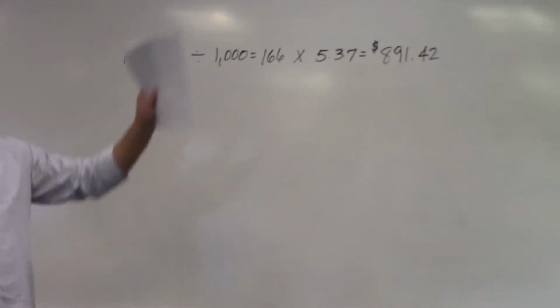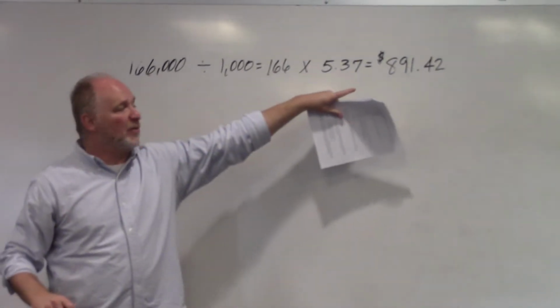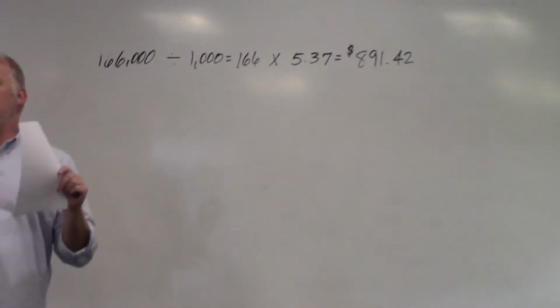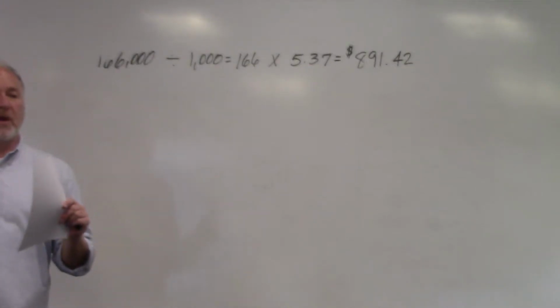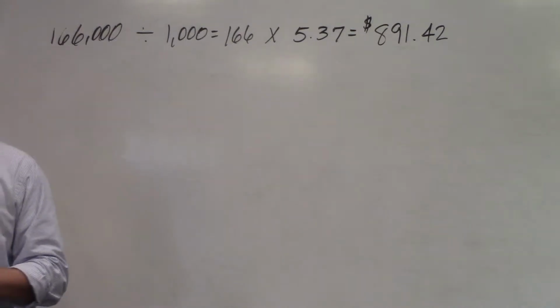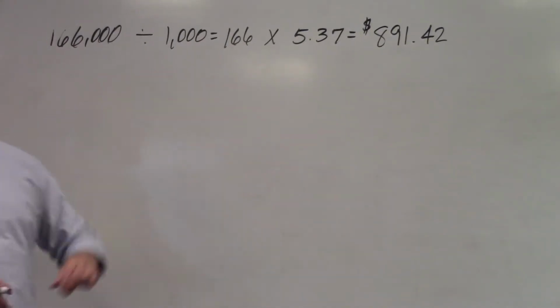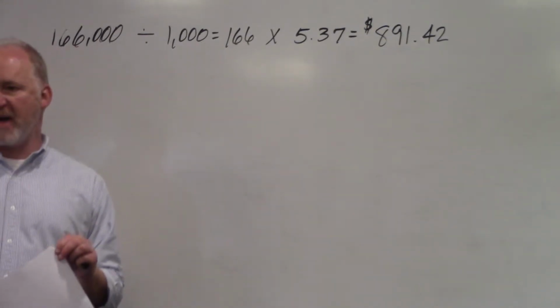Yep. Okay. So now what that means is I have a loan amount of $166,000. I make a payment of $891.42, and what does $891.42 include? Principal and interest. All right, I just made that payment. Congratulations. But the real question here is how much of that went towards principal.